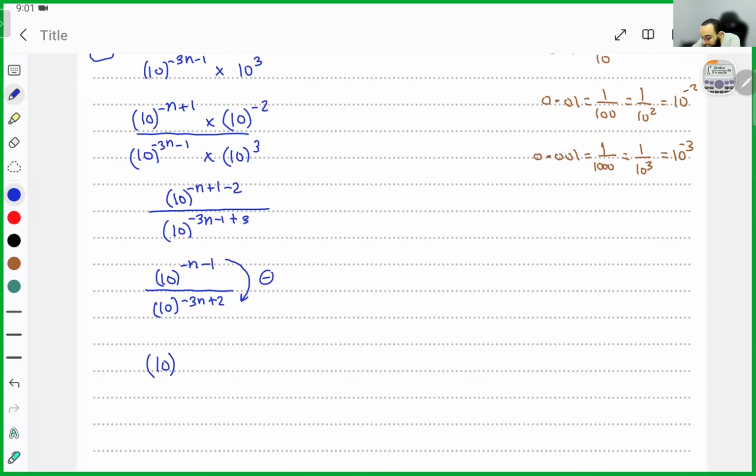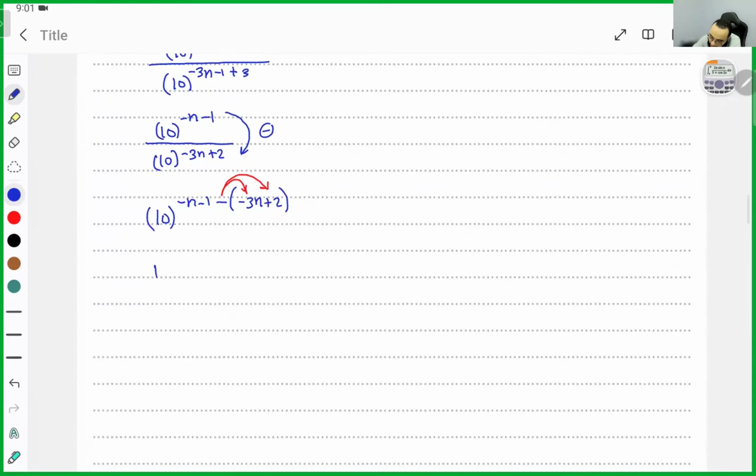So take care while you're subtracting. It's negative n, negative 1 minus open bracket. Don't forget to open the bracket. If you forgot to open the bracket, the answer will be wrong. It's negative 3n plus 2. Why the bracket? Because this negative will change all of the signs inside the bracket. It's negative n, negative 1, positive 3n, negative 2.